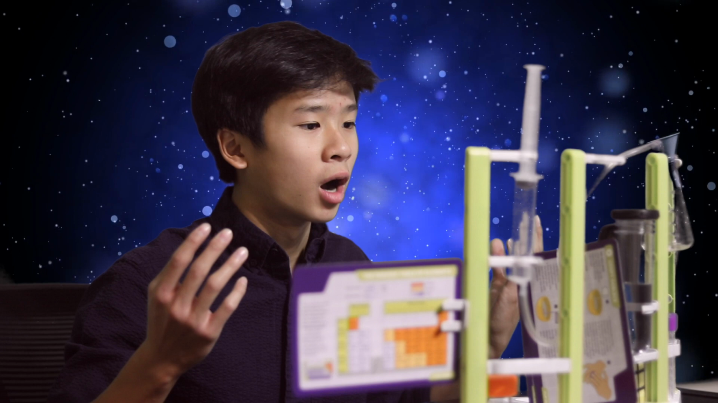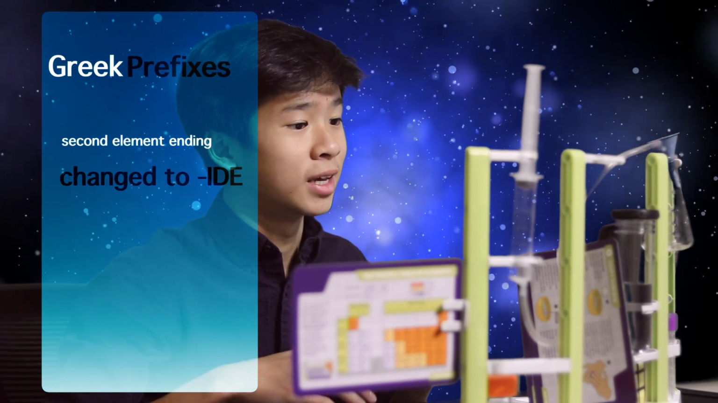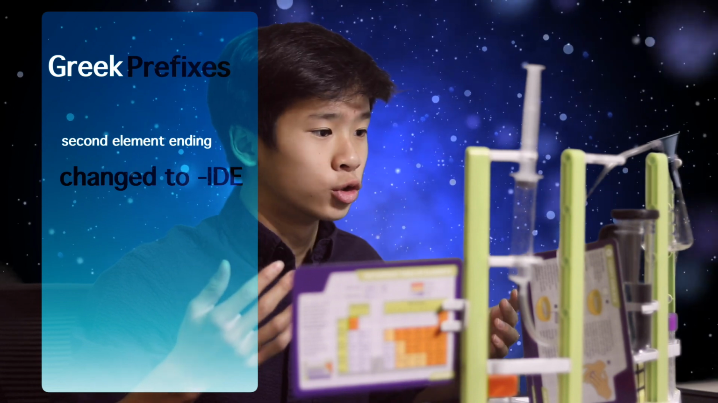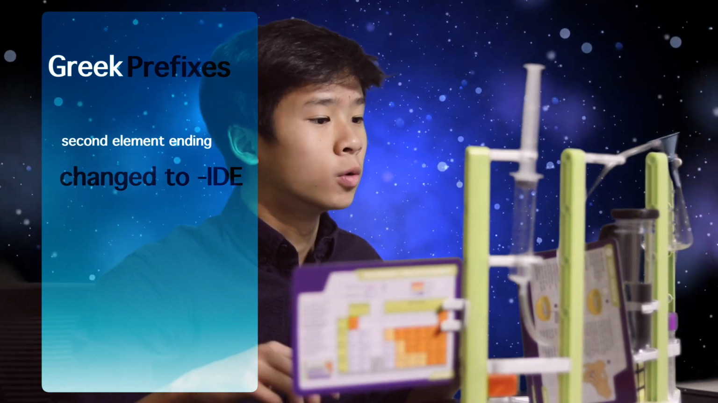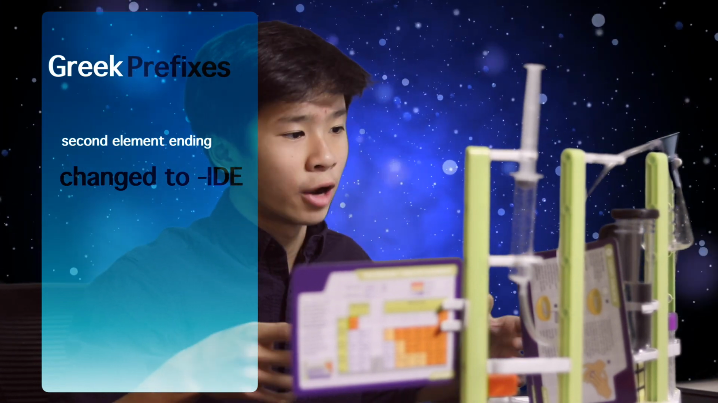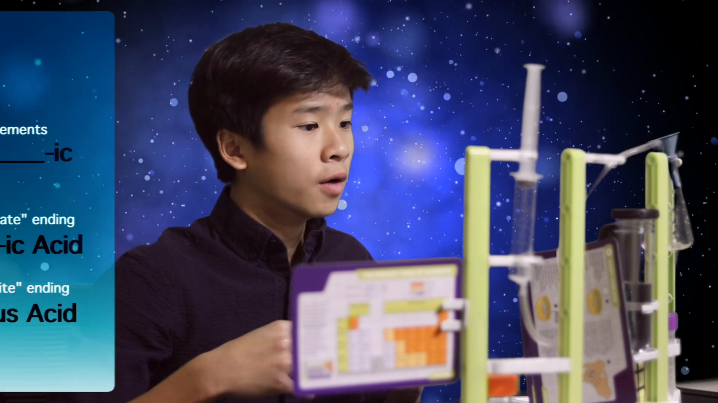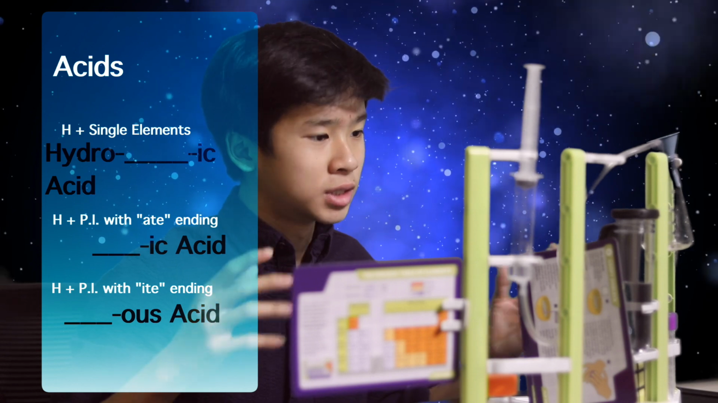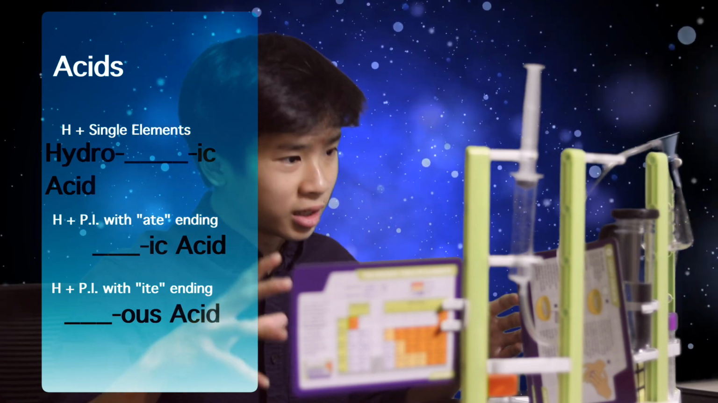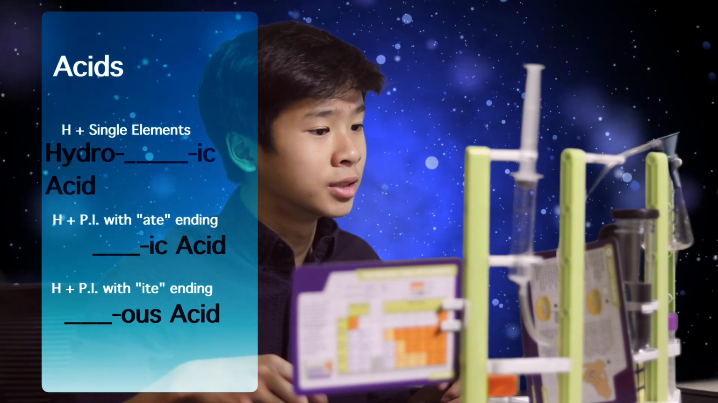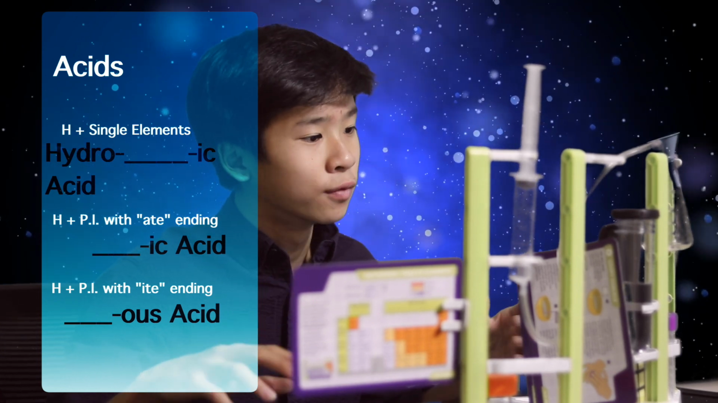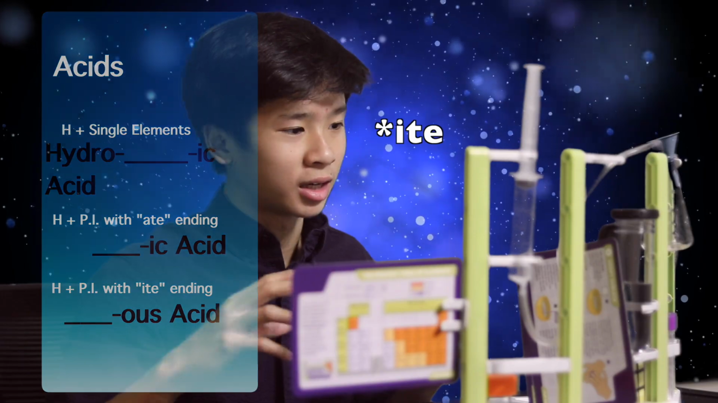When naming covalent compounds, we use Greek prefixes to indicate the number of each element. The ending of the second element is changed to "-ide". For example, water could also be called dihydrogen monoxide. For acids, we use hydro-blank-ic acid for single elements, blank-ic acid for polyatomic ions with the "-ate" ending, and blank-ous acid for polyatomic ions with the "-ite" ending.